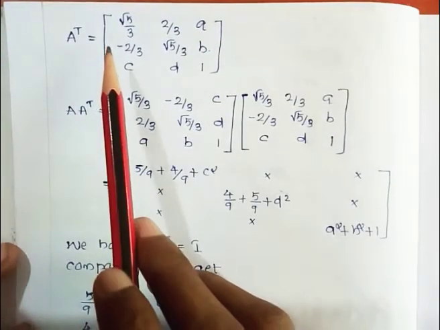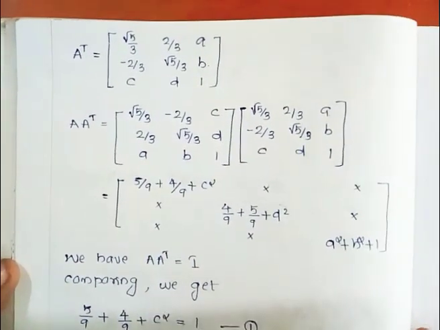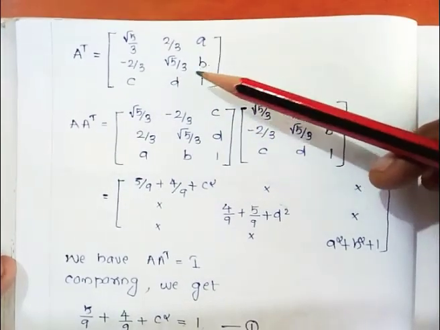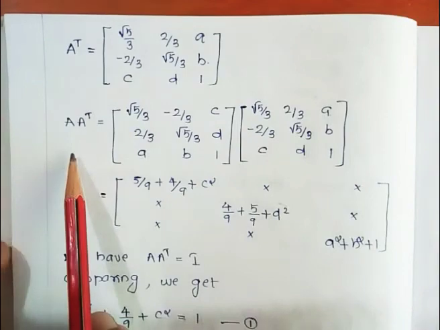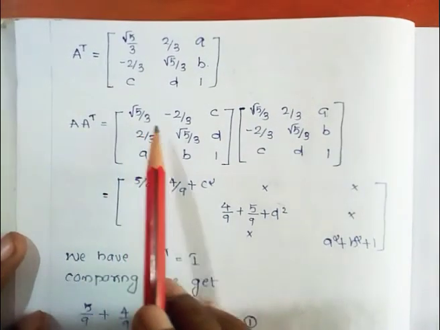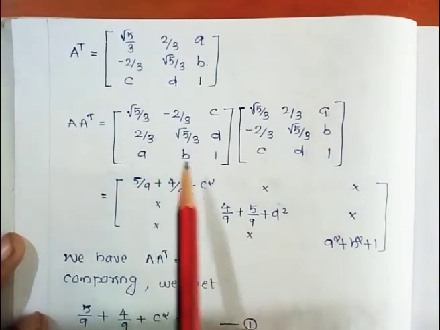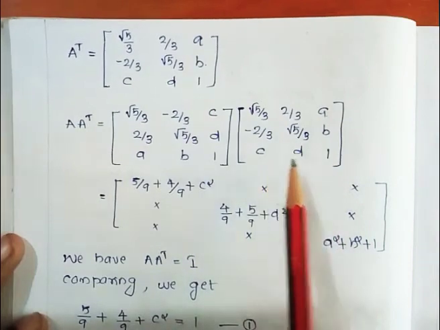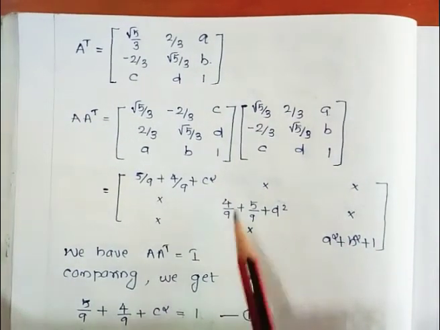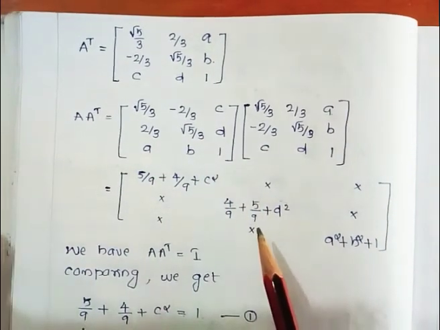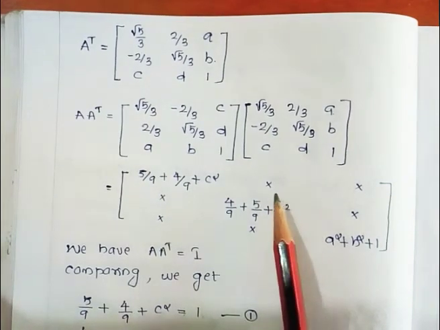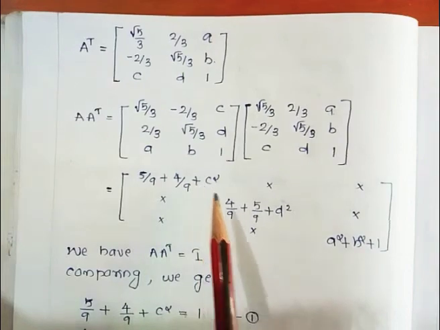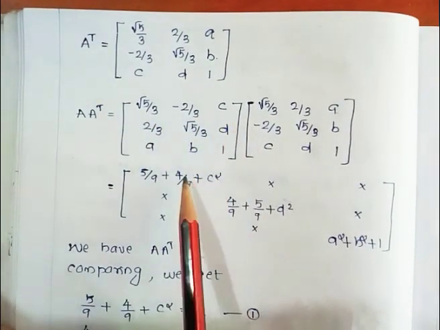Now, by interchanging the rows and columns of A, we get A transpose. So A transpose is root 5 by 3, 2 by 3, a; minus 2 by 3, root 5 by 3, b; c, d, 1. Now we compute A times A transpose, which is the matrix root 5 by 3, minus 2 by 3, c; 2 by 3, root 5 by 3, d; a, b, 1 multiplied by the matrix root 5 by 3, 2 by 3, a; minus 2 by 3, root 5 by 3, b; c, d, 1. For computing a square plus b square plus c square plus d square, we only want the diagonal elements, so I am calculating only the diagonal elements here. If you want the rest of the elements, you must compute them too.